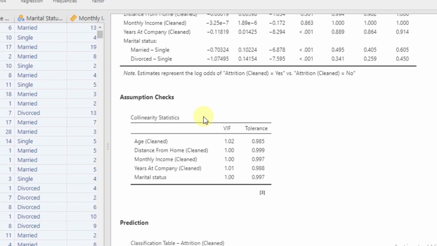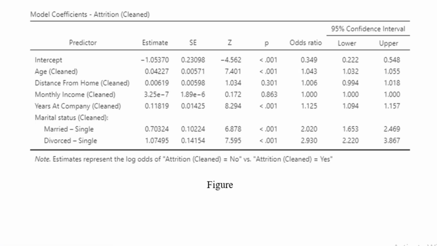The assumption checking is done by VIF, variance inflation factor, and it tells us the collinearity statistics. It is quite obvious that the variance inflation factor for all of the predictors is very low, 1.02 is the highest and 1 is the lowest, and values less than 3 are found to be quite good. So it means that there is no issue of collinearity. This is the most important table in the binary logistic regression.